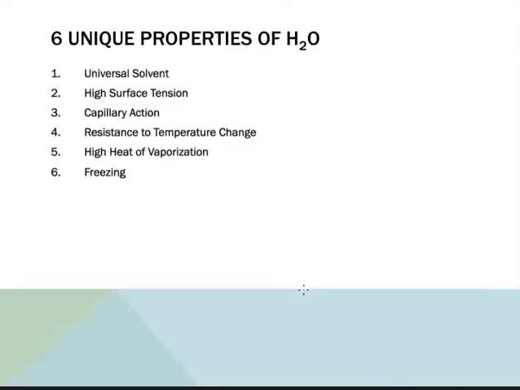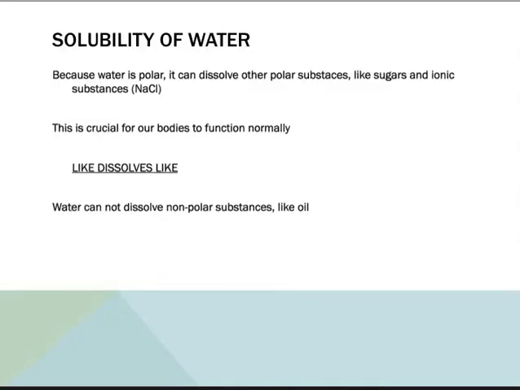And because of the polarity and the hydrogen bonds, there are 6 unique properties of water. Water is a universal solvent. It has high surface tension. It can use capillary action. It's resistant to temperature change, has a high heat of vaporization, and when it freezes, it's less dense than it is in its liquid form.